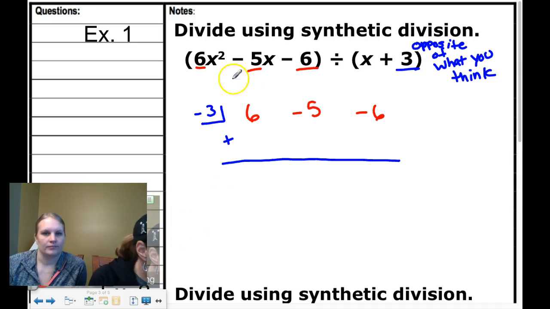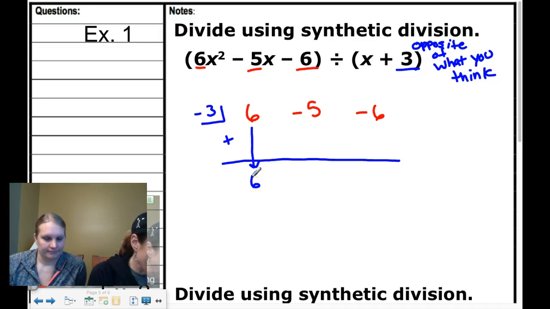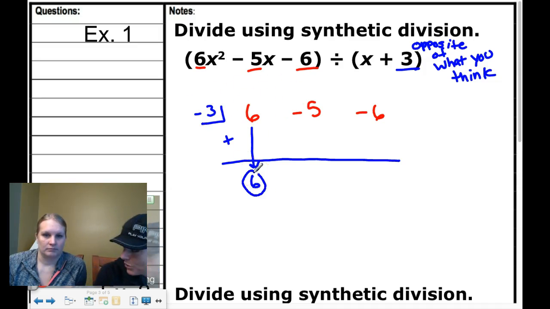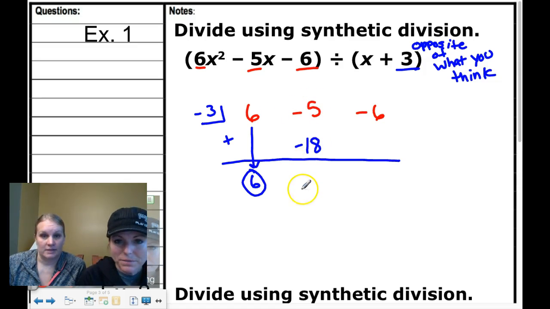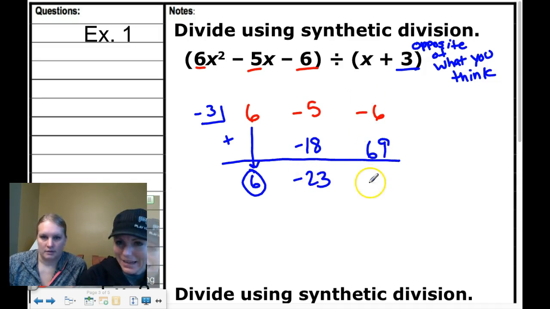Step number 4 says copy the first coefficient in the dividend below the horizontal line. Number 5 says multiply and add. So what we multiply is we take the 6. Can you circle the 6 below the line? That's what we're multiplying. So 6 times -3 is -18, and it goes up here. Then we just add. So -23. And now -23 times -3 is 69, positive. And you add. -6 plus 69 is 63.